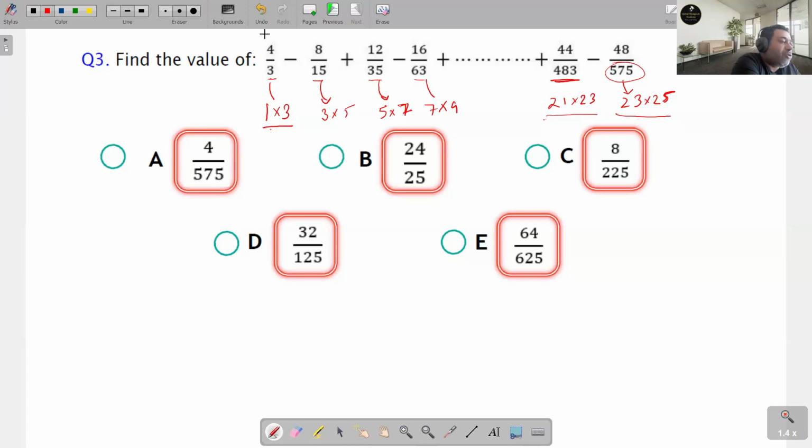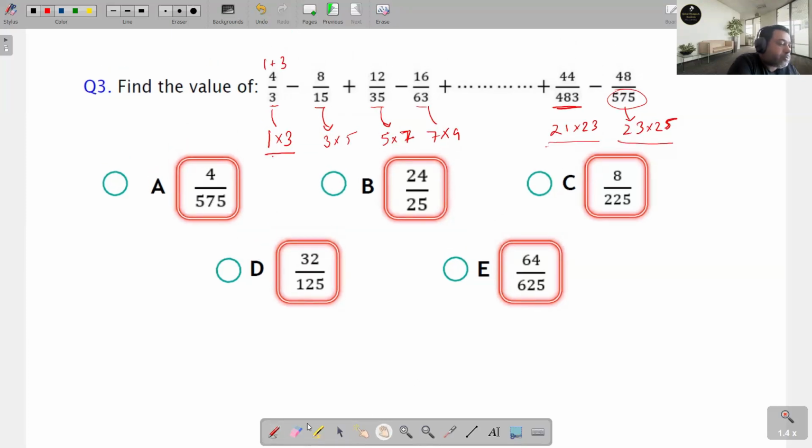Another thing to notice about the numerators is that the numerators are the sum of these two numbers. So 1 plus 3 is 4 here, right? And then you'll notice that this one is 3 plus 5. This one is 5 plus 7. And this one is 7 plus 9. So the numerators are the sum of those two numbers, whose product is given in the denominator.